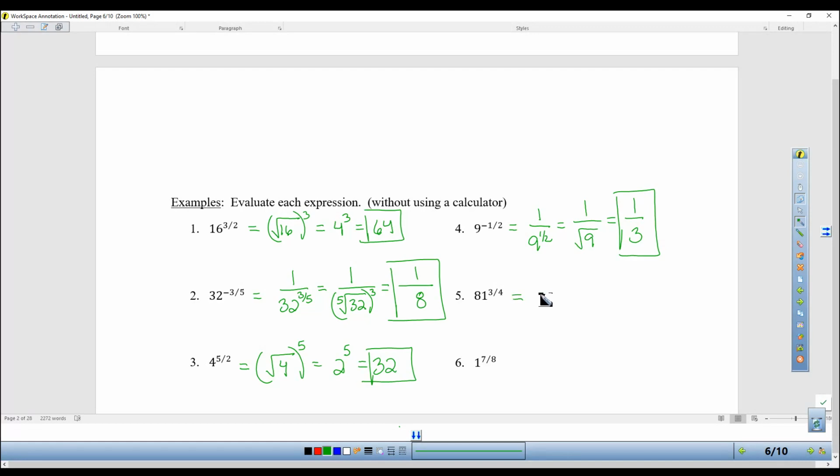81 to the 3/4 is the same as the fourth root of 81 to the 3rd. The fourth root of 81 is 3. So now I have 3 to the 3rd, which is 27. And 1 I'm not even going to worry about. 1 to the any power is always 1, because it means 1 times 1 times 1, so 1 times 1 times 1 times 1, any number of times is always 1. And similarly, the square root of 1 is 1, or the cube root of 1, or the fifth root of 1, or anything. So when you see 1 to the any power, 1 to the n is always 1. Keep that in mind.